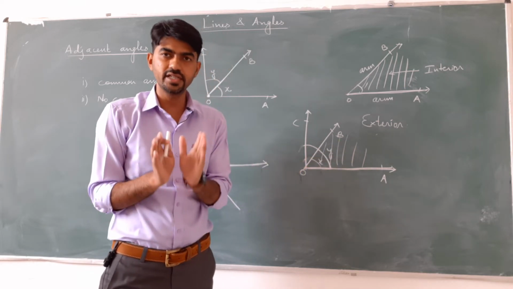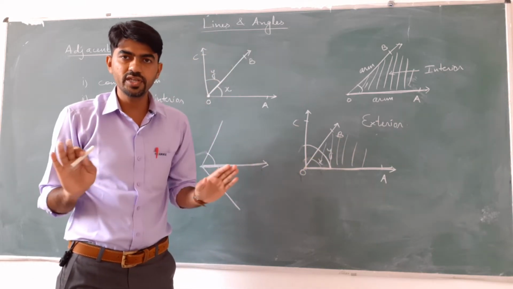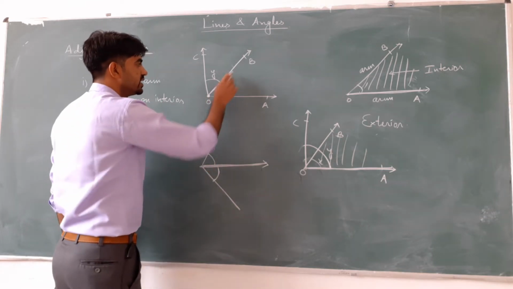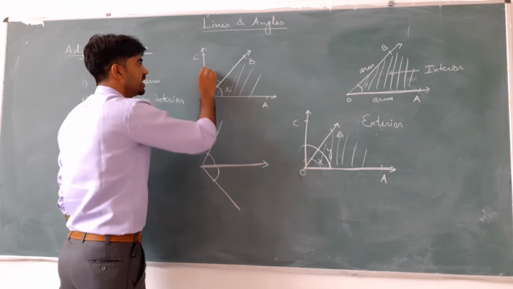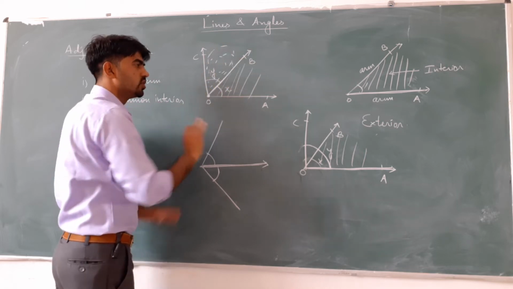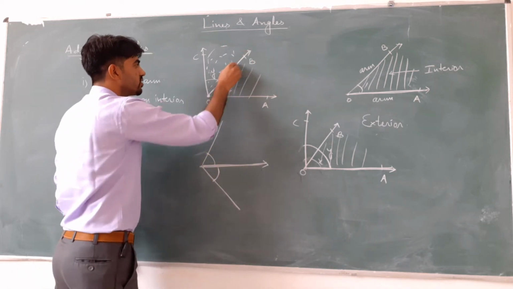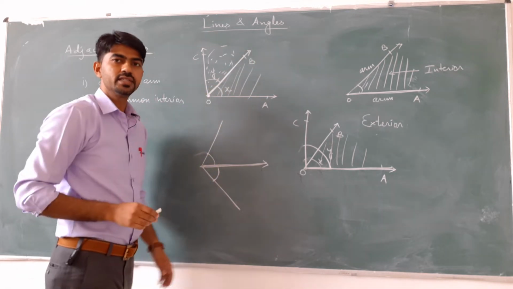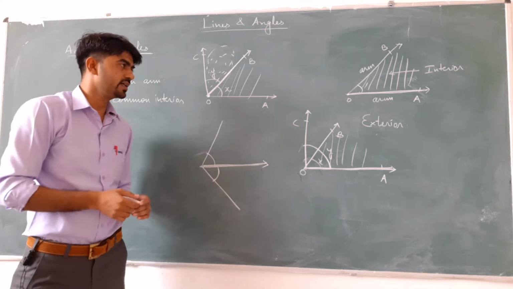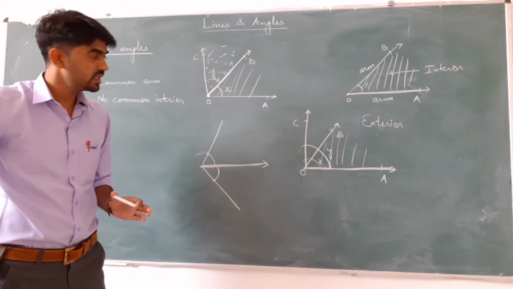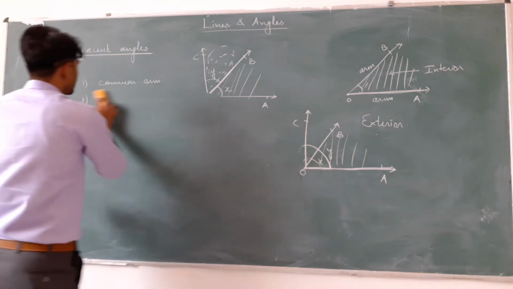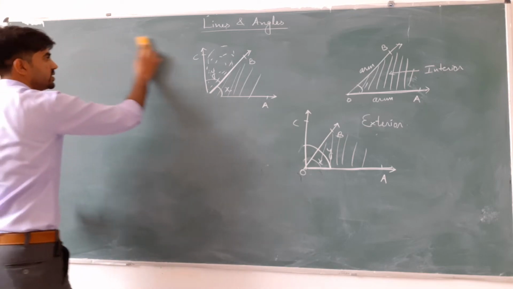So for adjacent angles, there should not be any common interior. One arm is common. This is the interior of one angle and this is the interior of the other angle. They are having no common interior, only one common arm. Then this type of angles are called adjacent angles. Clear? Now, after that we have linear pair.